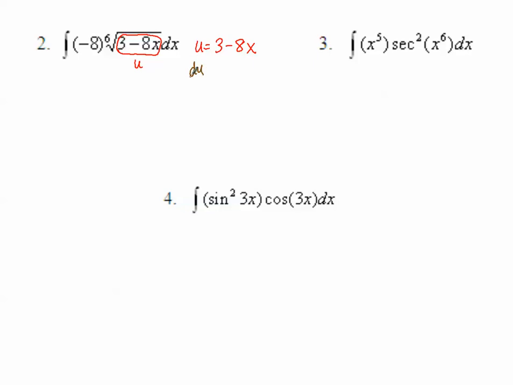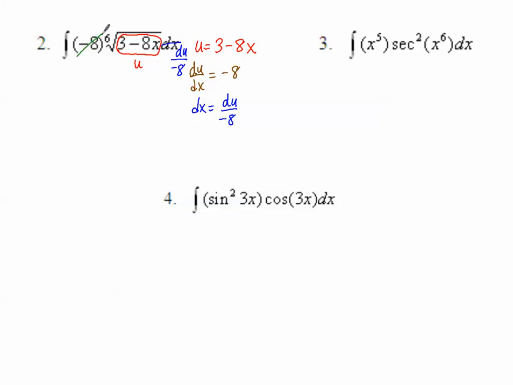We solve for du dx. The derivative is negative 8. Then we need to get the dx out and the du in. So we get the dx by itself, multiply by dx, divide by negative 8, that's du over negative 8. Then we can substitute it in here, du over negative 8. Let's see how that works out.